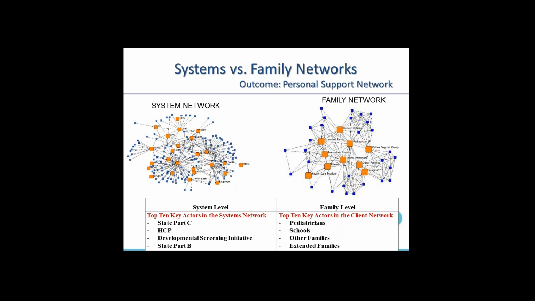So for families, it's things like pediatricians and schools and other families and extended families. However, at the system level, it's all the state agencies that showed up as the key members, the most influential brokers and things like that.